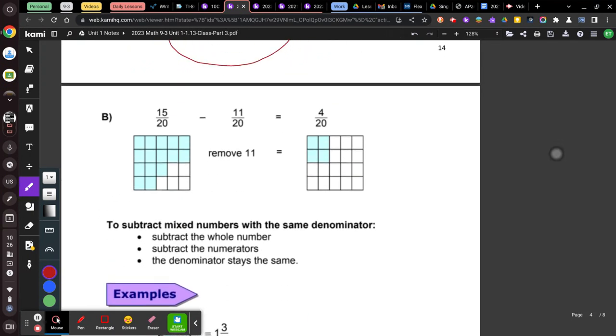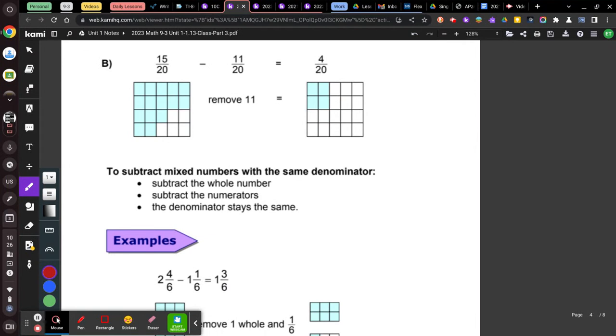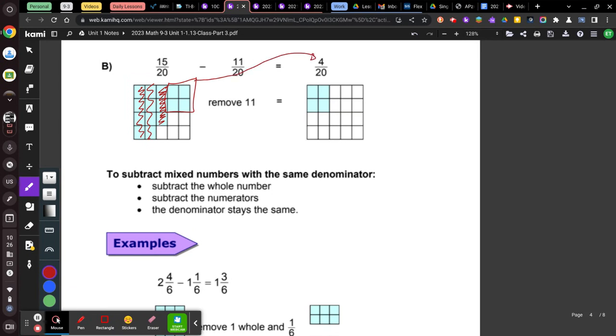Let's look at B on the top of page 15. It's doing the same thing. It shows you one diagram. 15 of them are shaded. You're removing 11 of them. So I could say, okay, there's 4, there's 8, there's 9, 10, 11. I have 4 left over. Now we need to reduce that fraction.